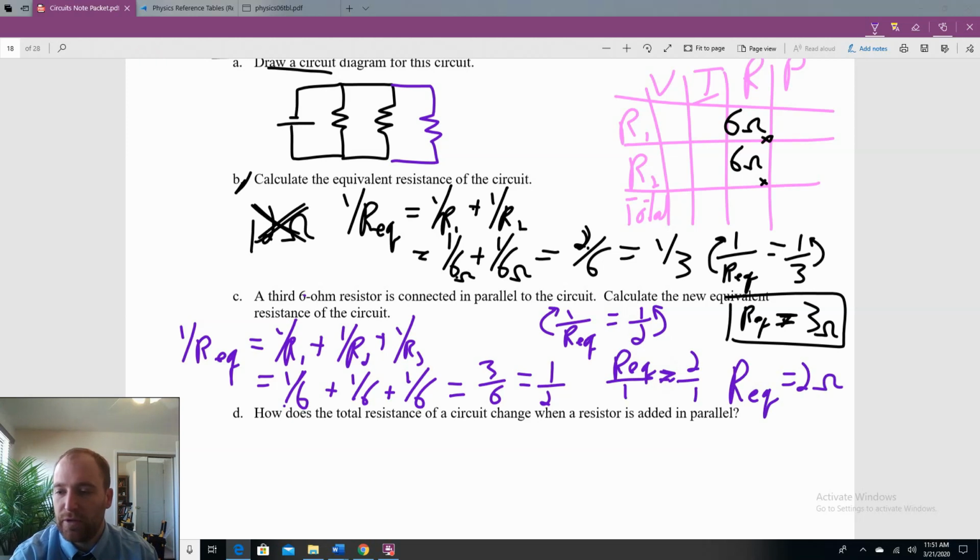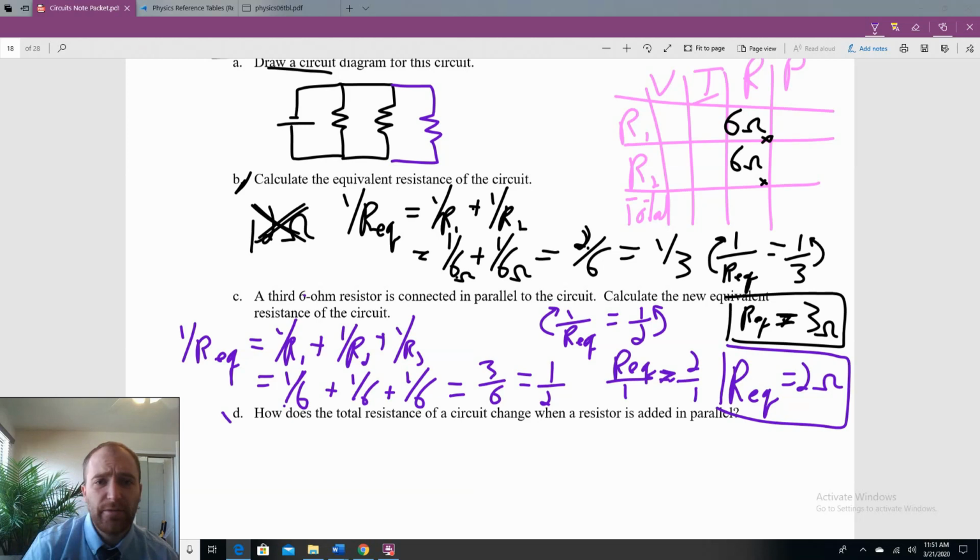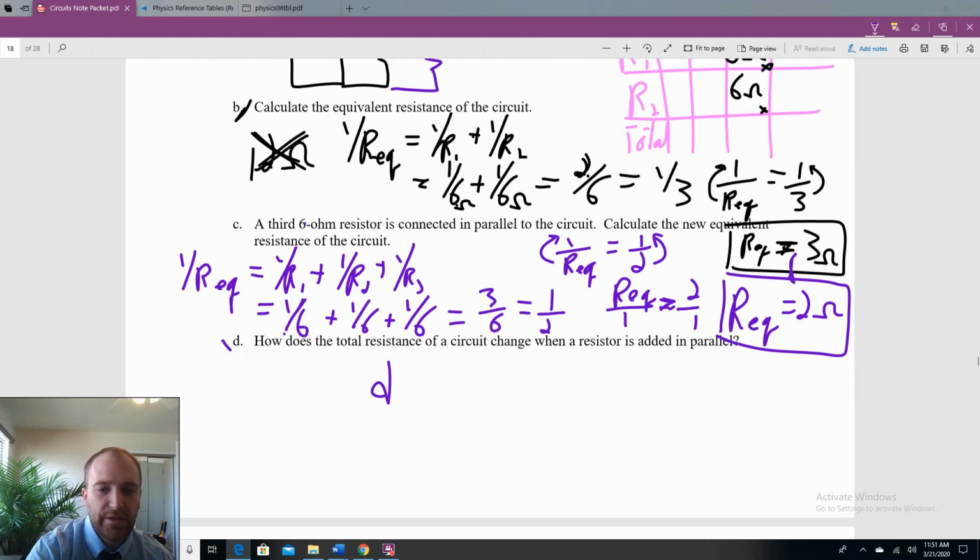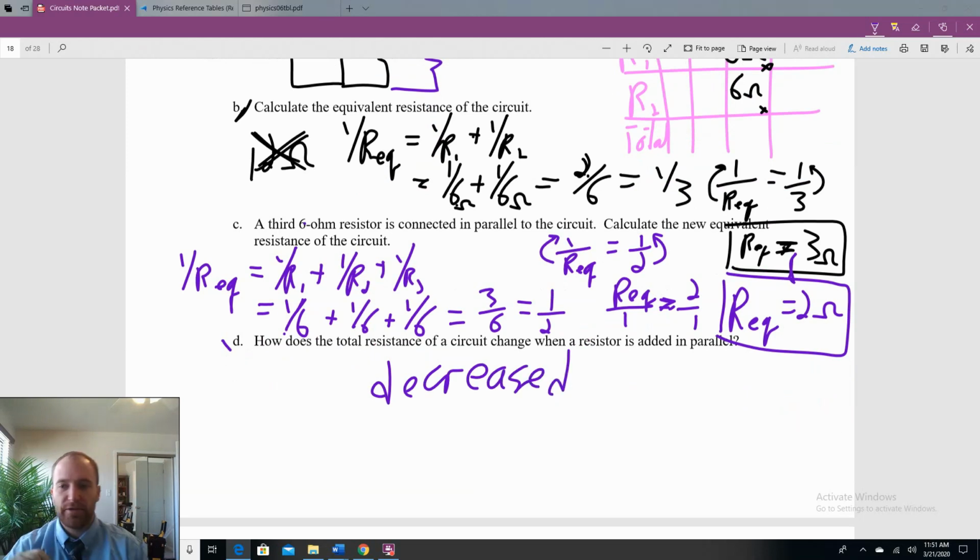2 ohms. And again, I want to point out here, we added a resistor, but to answer part D, how does the total resistance of a circuit change when a resistor is added in parallel? So we added a resistor up here. We added another branch to the circuit. And if you look over here, total resistance used to be 3, now it's 2. I think that total resistance decreased. Sort of a unique thing that parallel circuits do. If you add more paths, there's less resistance, because it's easier for the current to go through now.